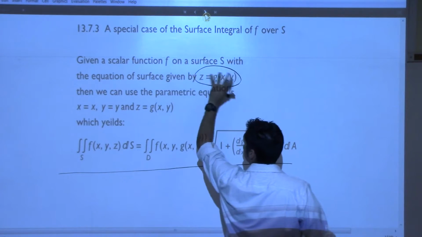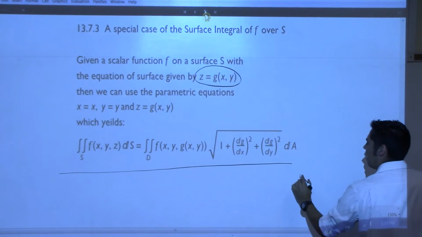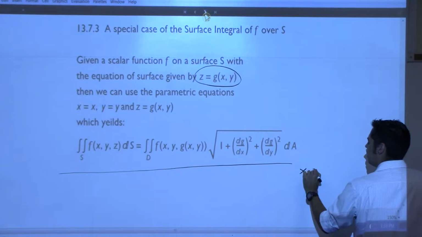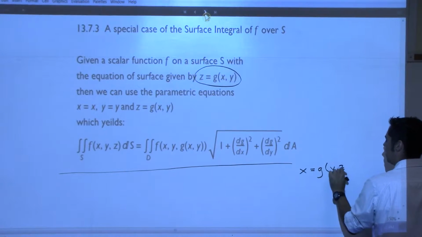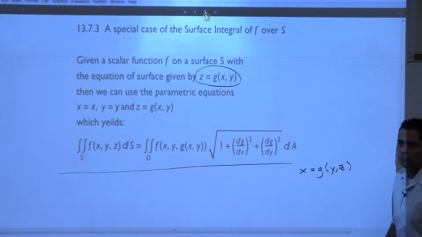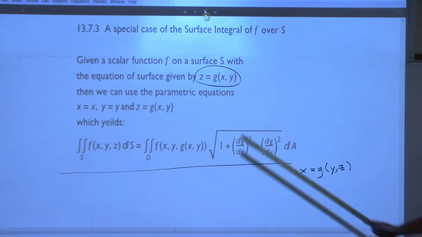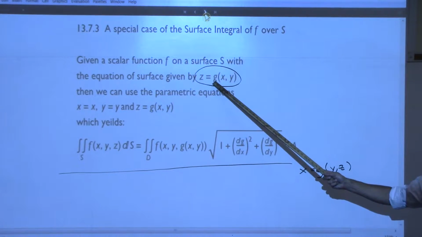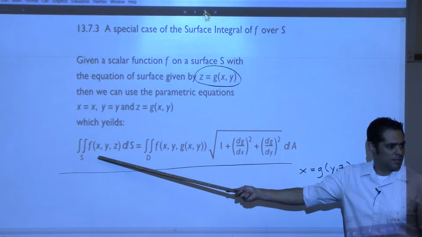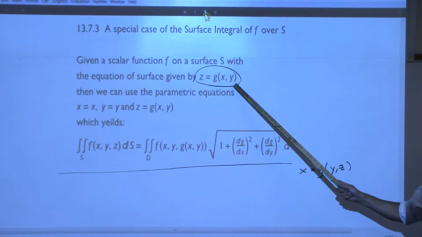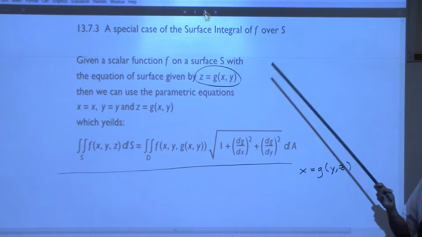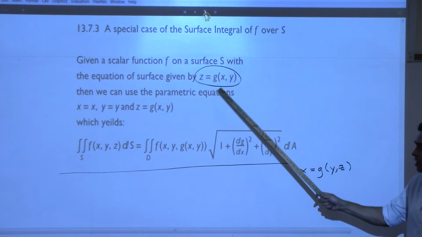Where if you have the same situation happening, but this time, let's say x is some function of y and z. And I should point out, the reason why we use g here is because f is already being used as this scalar function f. That's why we're not writing this as f of xy. We don't want f to represent 2 different things in our problem. So we use g here.